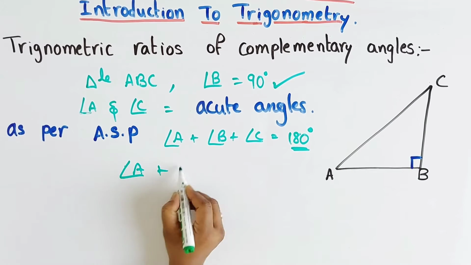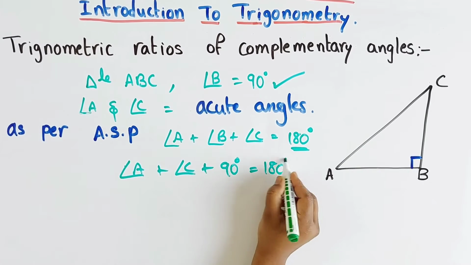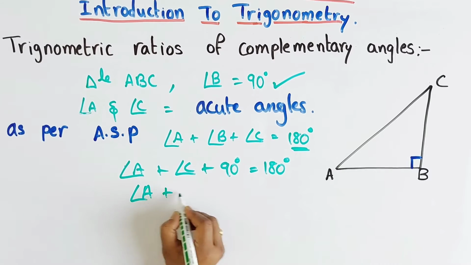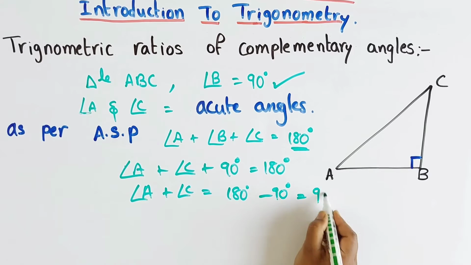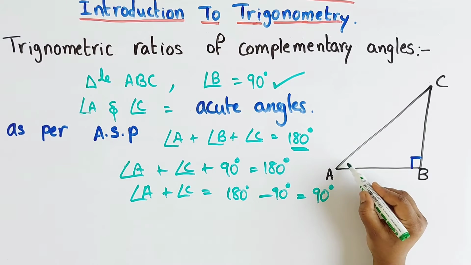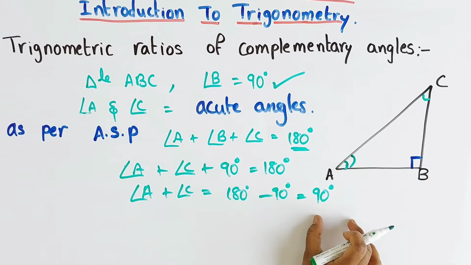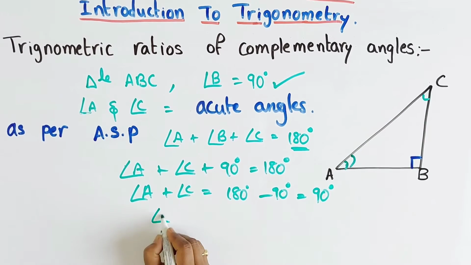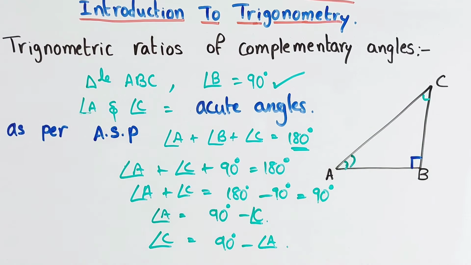So angle A plus angle C plus angle B, which is 90 degrees, equal to 180 degrees. Right? So from here angle A plus angle C equal to 180 degrees minus 90 degrees, that equal to 90. So here angle A and angle C sum is 90 degrees. Now I want angle A equal to 90 degrees minus C. If we want angle C, it means 90 degrees minus angle A, children. Now these are complementary angles.